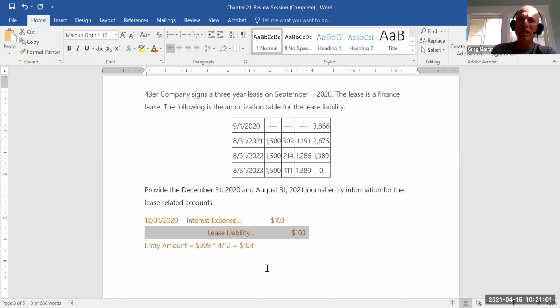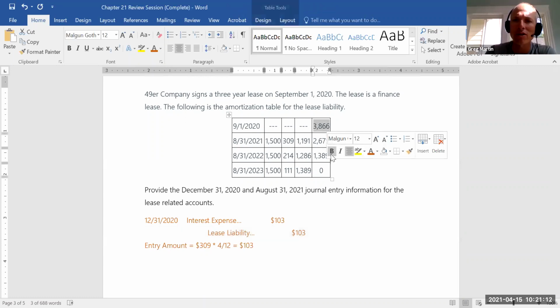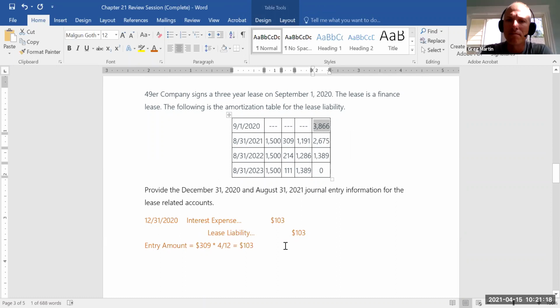So we're temporarily increasing the balance in our lease liability account by $103, because now it not only reflects the present value of the minimum lease payments, the $3,866, but it also includes the accrued interest. It's really important that you understand that at this snapshot in time, the lease liability actually goes up as far as its account balance because of the accrued interest.